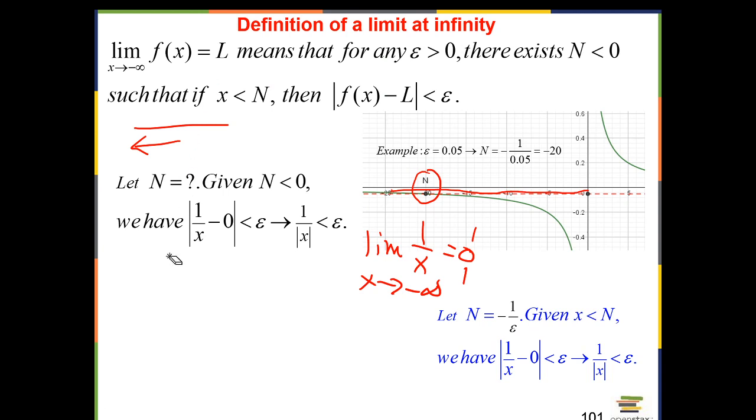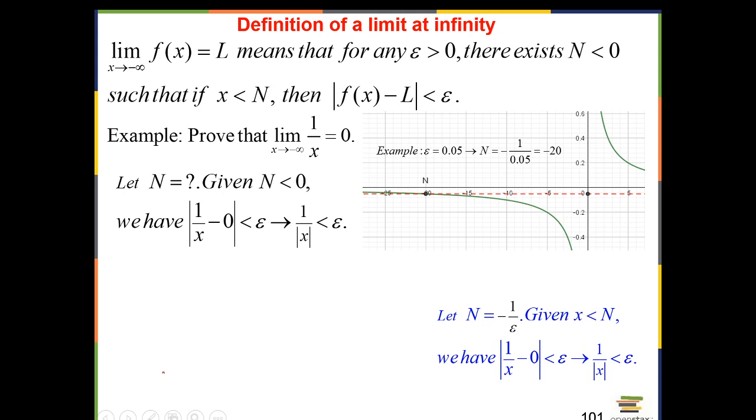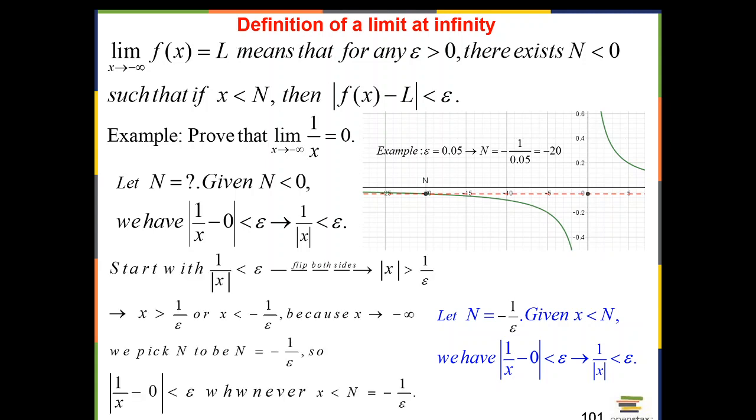Okay? So that's my limit, and here's an example. Again, x goes to negative infinity and y approaches a limit. We could also have a positive one. There you go.